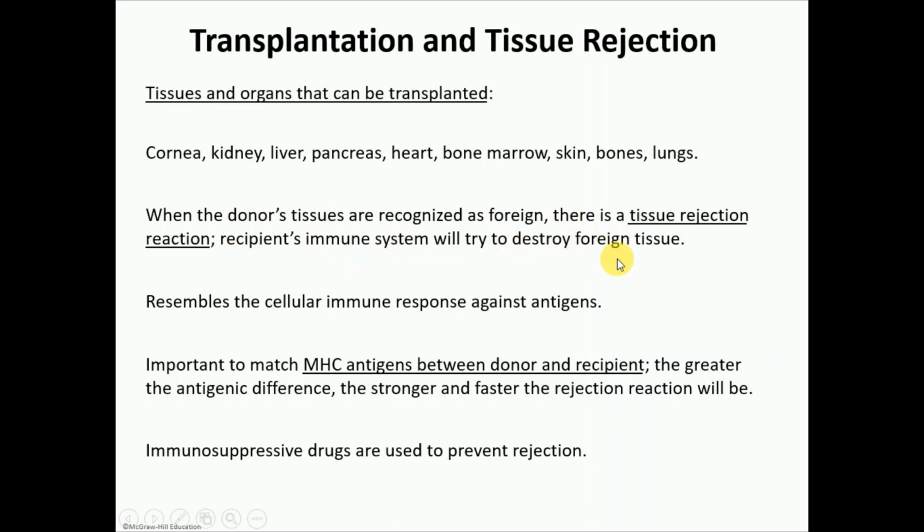The recipient's immune system will start destroying that foreign tissue. That's why you really want to match, as much as possible, the MHC antigens of the cells between the donor and the recipient. The more they match, the lower the risk of rejection. We sometimes give immunosuppressive drugs to prevent rejection from occurring.